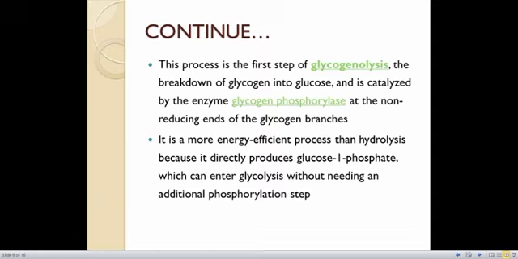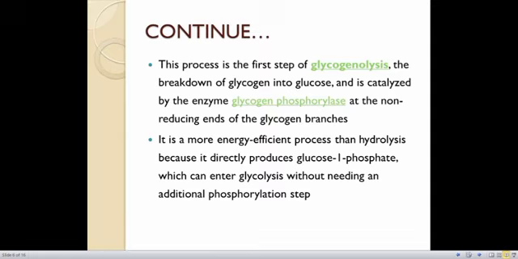What does glycogen phosphorylase do in this reaction? It catalyzes or it breaks down the bonds, okay? Whenever phosphate is added to glycogen, it replaces the sugar units from non-reducing end of glycogen branches. As a result, the glycogen chain shortens. It is a more energy efficient process than hydrolysis because it directly produces glucose 1-phosphate, which can enter glycolysis without needing an additional phosphorylation step.